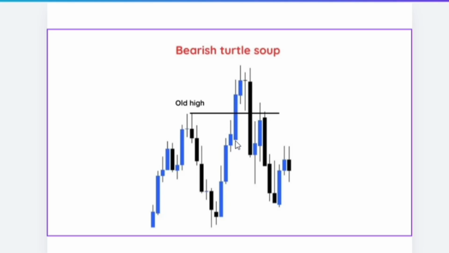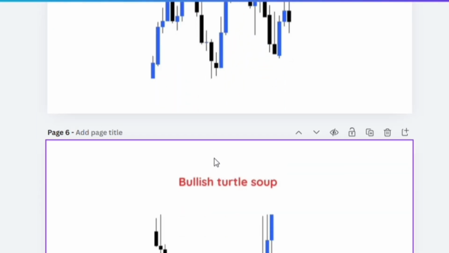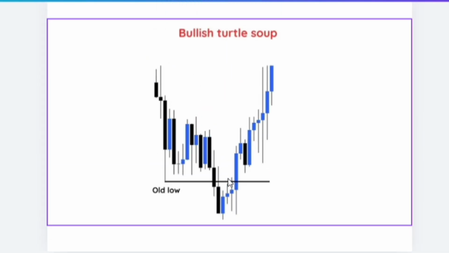After this turtle soup, you can mark here as your entry area. But remember, there must be an old high. Now, in a bullish turtle soup, this is an old low. This is the main turtle soup candlestick here, because this candlestick purges the liquidity, sweeping this old low, and this candlestick is now called our turtle soup candlestick. You can mark above here as our model 1 entry. So these are the 2 types of turtle soup. We have the bearish one and the bullish one. This is the bullish one here.